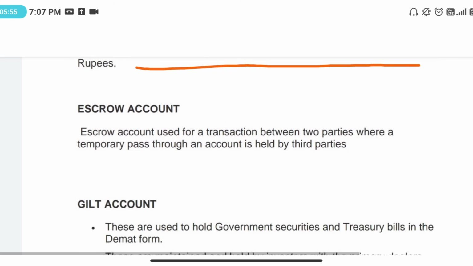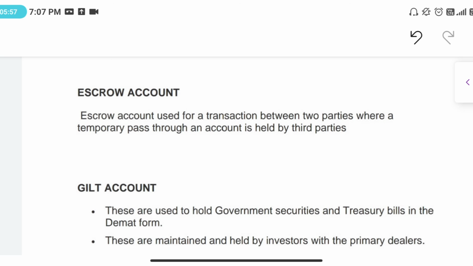And then the escrow account. An escrow account is used for transactions between two parties where a temporary pass-through account is held by a third party. Say for example, there are two parties and they have certain conditions to be fulfilled or a certain event to be finished. So until then, a third party on behalf of these two parties will hold the account. This is called an escrow account.